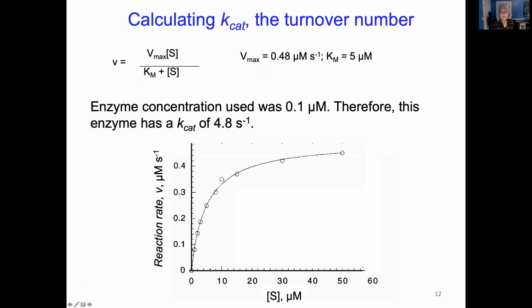So let's practice these. Let's look at this. Okay, so here was our topoisomerase reaction. And our Vmax here was 0.48 micromolar per second. We saw that here, 0.48. And the enzyme concentration used in the study was 0.1 micromolar. Therefore, this enzyme has a kcat of 0.48 divided by 0.1, which is 4.8 per second.